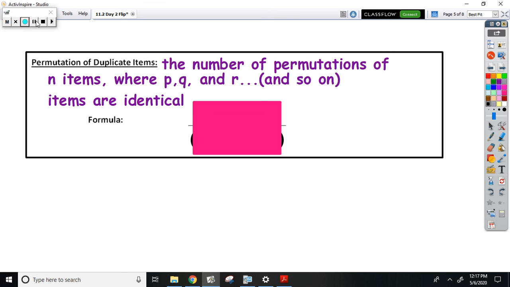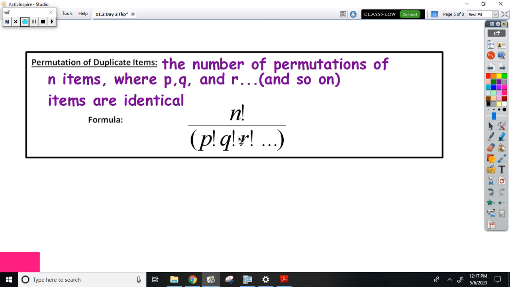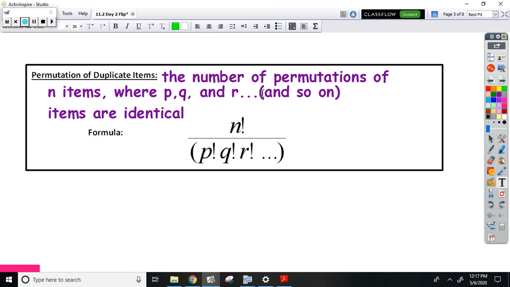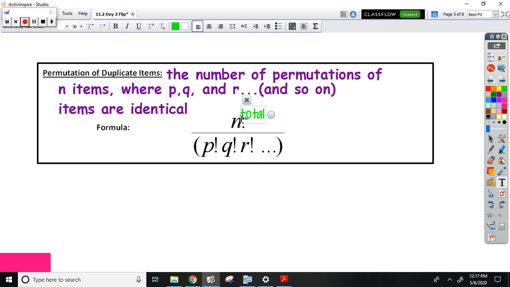And we have one more formula that we're going to look at today, and this is when we have duplicate items or repeats. So the number of permutations of n items when you have certain elements being identical is this formula. N factorial over P factorial, Q factorial, R factorial, and then I have dot, dot, dot. So these represent the number of repetitions. Remember that N still represents your total, but these numbers represent the number of repeated values. Usually in our case, it'll be letters.